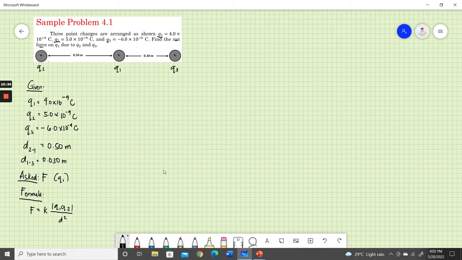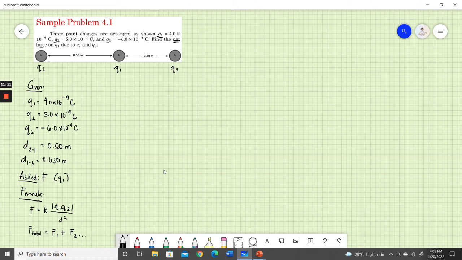Next, since we're looking for the net force, which basically means the total force, according to the superposition principle we need the vector sum. In this case, since they're all in a straight line, we can simply add the forces acting on Q1. We could have 1, 2, or 3 forces, etc., but in this case, we only have two forces.